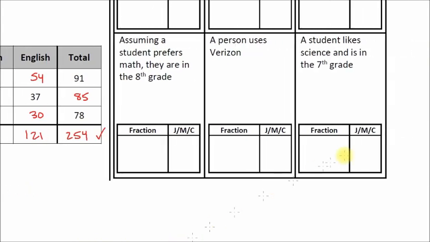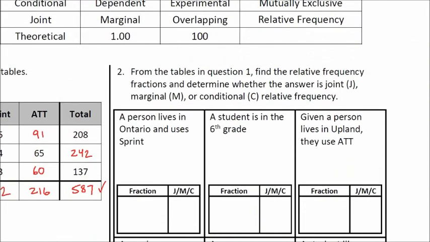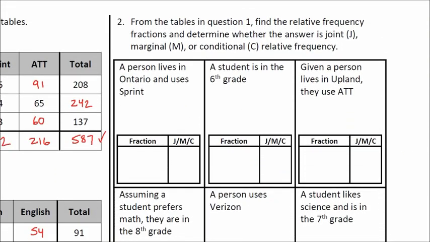Let's go to question number 2. All right, looks like question number 2 is going to use the tables in question number 1. So from the tables in question 1, find the relative frequency as fractions, so we're just looking for the fractions, not the decimal or percent, and determine whether the answer is a joint relative frequency, marginal, or conditional. All right, let's take up the first one.